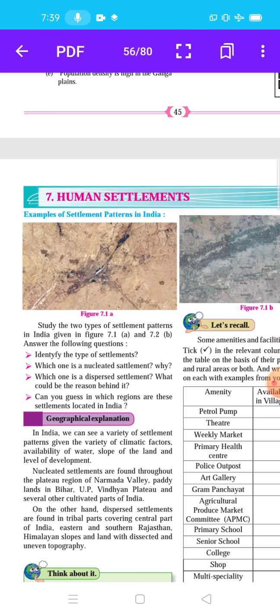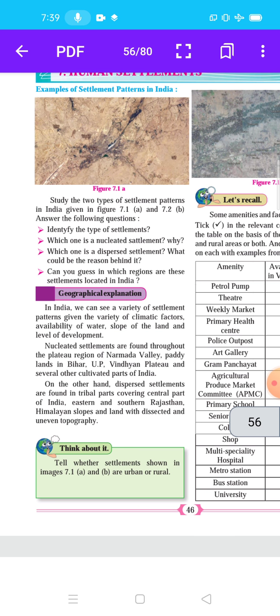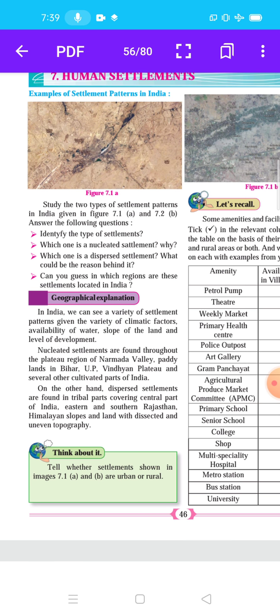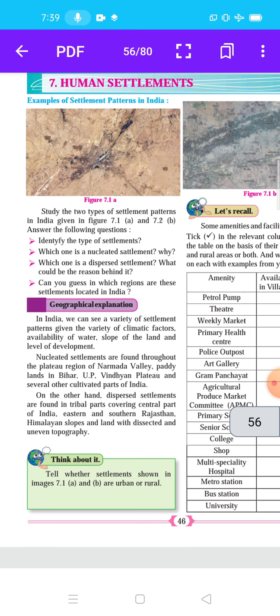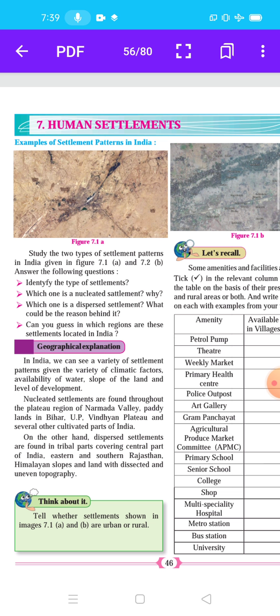How are the patterns of settlement in India? Here 7.1a is a nucleated settlement and 7.1b is a linear and dispersed settlement. Study the two types of settlement patterns in India given in figures 7.1a and 7.1b. Answer the following questions. In these figures, students, you see the nucleated settlement and the linear and dispersed settlement.